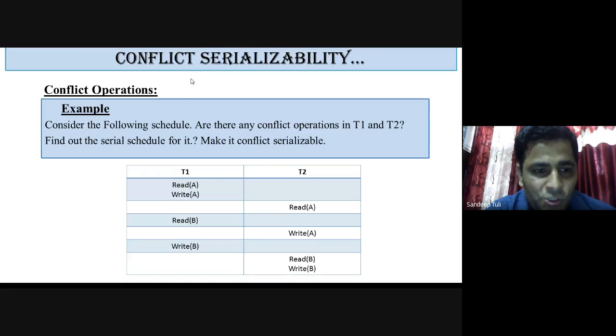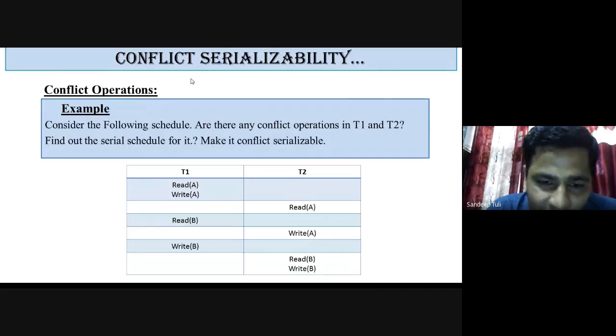Now we have to convert the same example. The table is the same. The question will come like this in your exam: Consider the following schedule. Are there any conflicting operations in T1 and T2? You need to find it. Another thing, we need to find the serial schedule of it. This is the given schedule, and we need to find the serial schedule of it after swapping some operations, and make it a conflict serializable schedule. From this particular question I am clearing those three terms: conflict operations, conflict equivalent and conflict serializability.